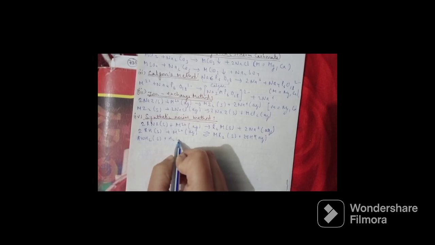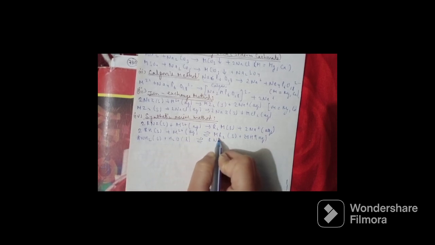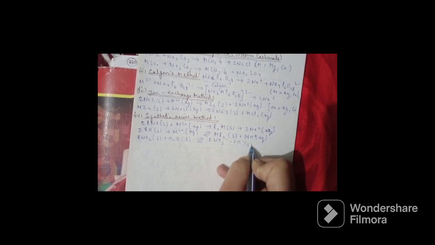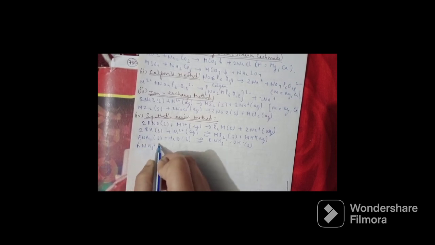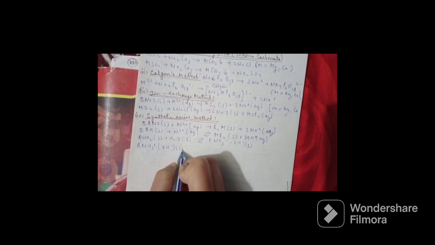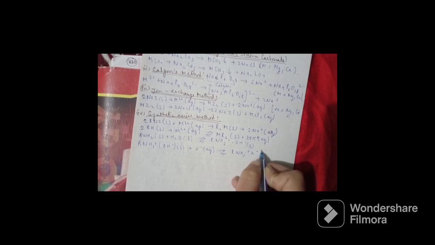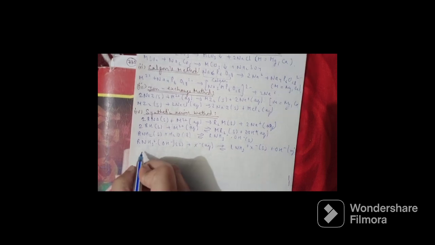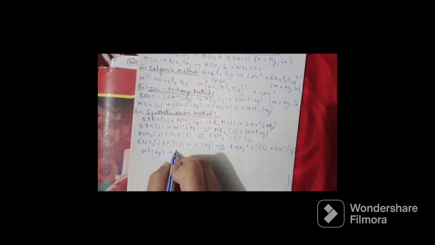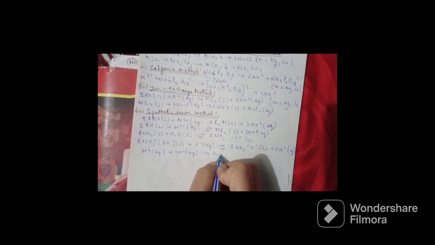RNH3+OH- solid plus X- aqueous will give RNH3+X- solid plus OH- aqueous, plus H2O liquid. So here OH- exchanges for anions like Cl-, HCO3- and SO4 2-, etc., present in water. The OH- ions thus liberated neutralize the H+ ions set free in the cation exchange. So here H+ plus OH- will give H2O liquid.